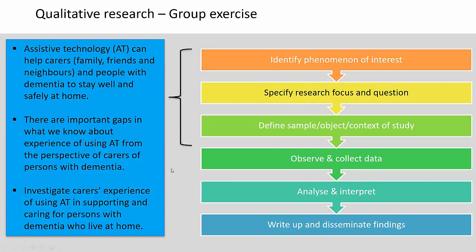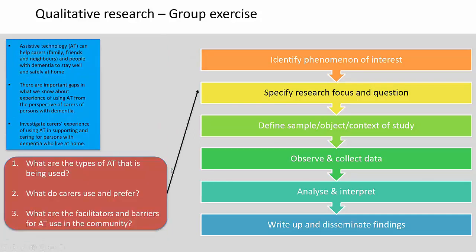I actually have prepared what the question should be in the first instance. What are the types of assistive technology that people are using? We want to know that, and then what do carers use and prefer using? And we also want to know what the facilitators and barriers are for using that. So that'll be the research focus question.